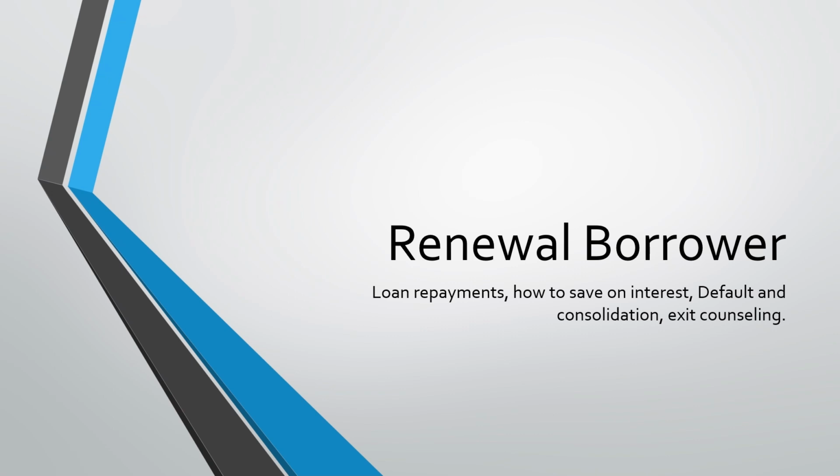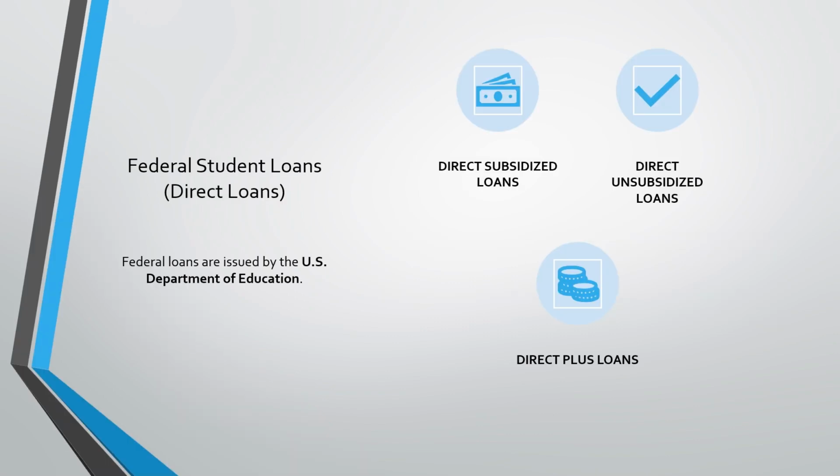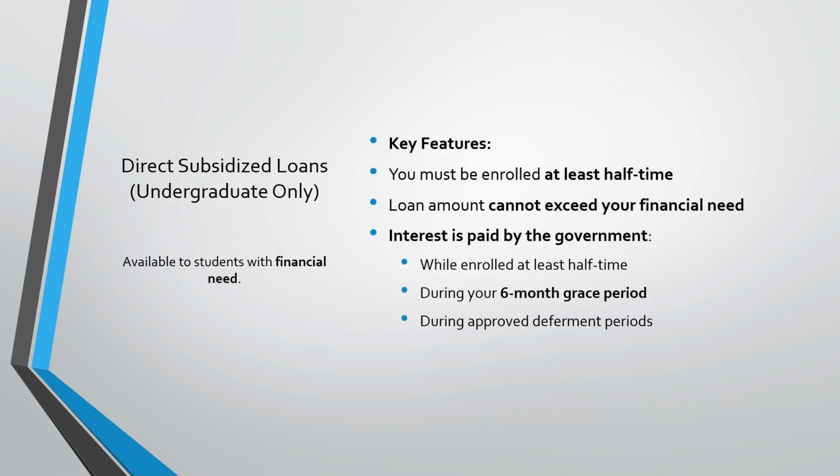Federal student loans, also called direct loans, are issued by the U.S. Department of Education and follow federal repayment rules and protections. Direct subsidized loans are available to undergraduate students with financial need. You must be enrolled at least half-time, and the loan amount cannot exceed your financial need.